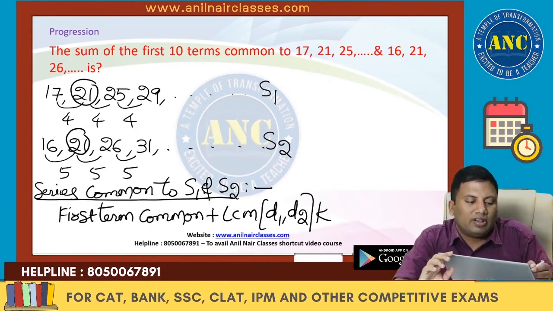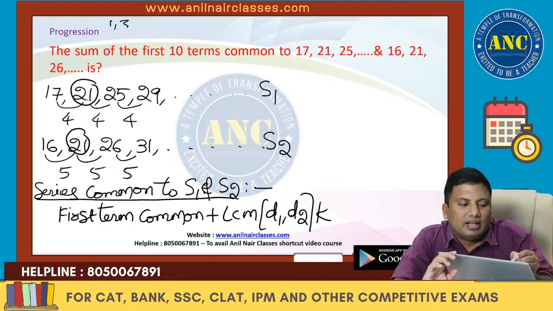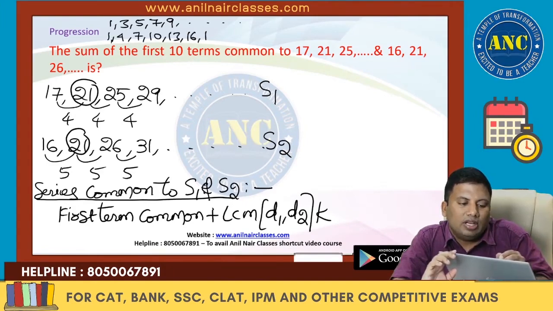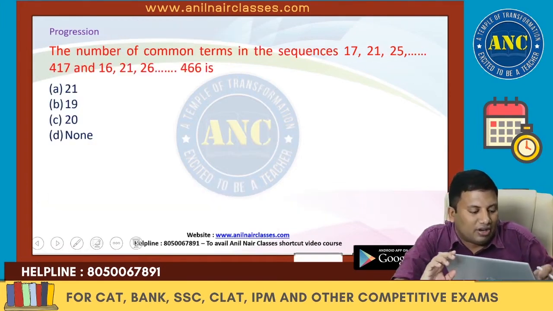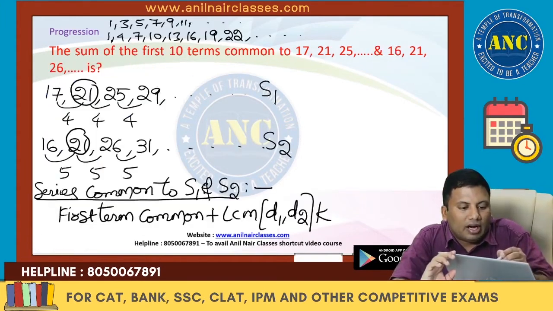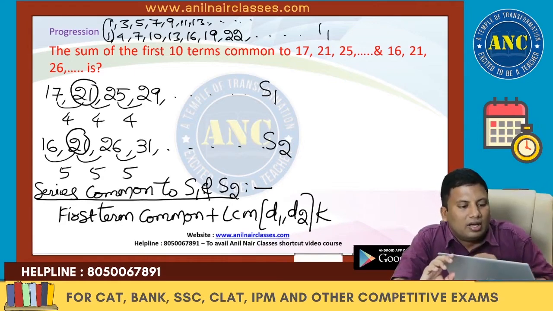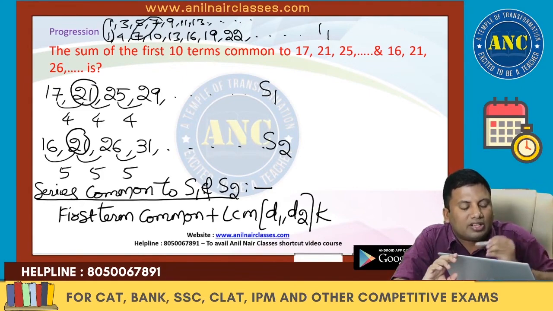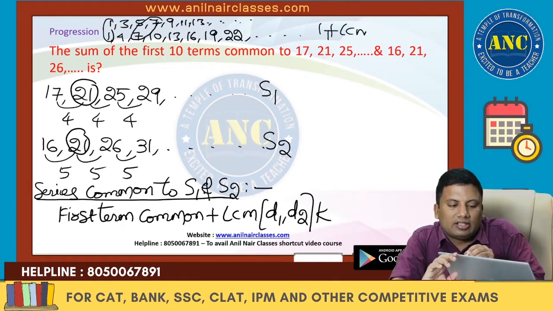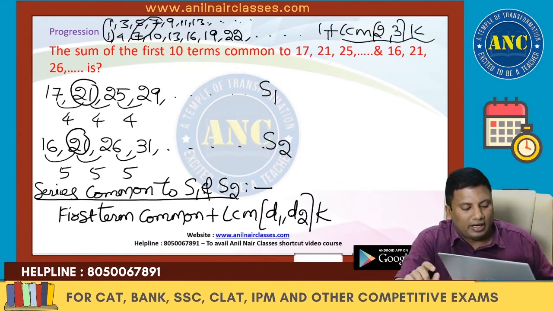Because here it is going with a difference of 4. Suppose I take some numbers going at a difference of 2 and some numbers going at a difference of 3, and the series with 9, 11, 13 with a difference of 2. The first term common is 1. The next term common is 7, which is the LCM of D1, which is 2, and D2, which is 3. Like that you will get the pattern.